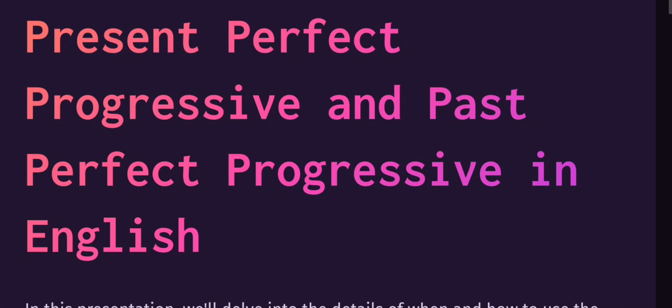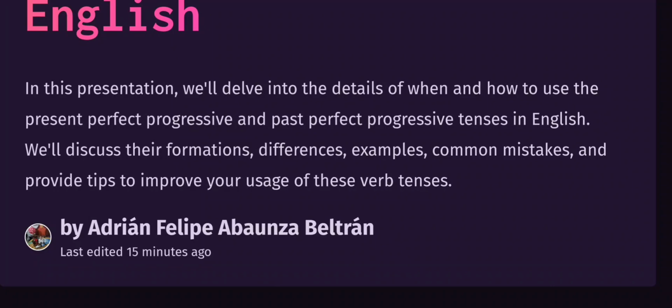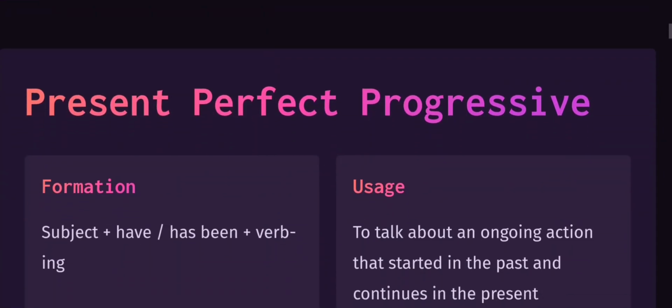And let's continue. Present perfect progressive and past perfect progressive in English. In this presentation, we'll delve into the details of when and how to use the present perfect progressive and past perfect progressive tense in English. We'll discuss their formations, different examples, common mistakes, and proven tips to improve your usage of these verb tenses.